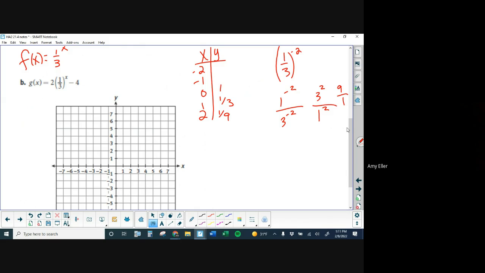Did some of you already figure out it was 9 before we did all that? Because it's the reciprocal of this one. Is that how you got that? Then it happened every time. So then to the negative first is the reciprocal of this one. So 3. Plot those parent function points.